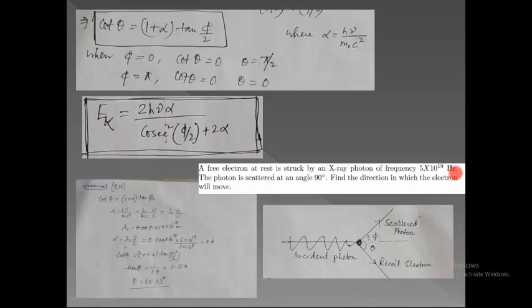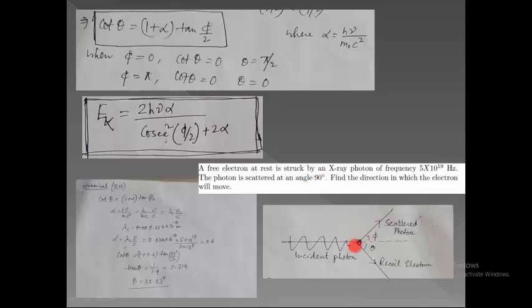If you ask me, sir, how do I convert this frequency of X-ray into wavelength? Simple. Nu, the frequency, is equal to c by wavelength, the velocity of light divided by wavelength. So you have the frequency, and you can calculate the wavelength using the formula. The photon is scattered at an angle of 90 degree.